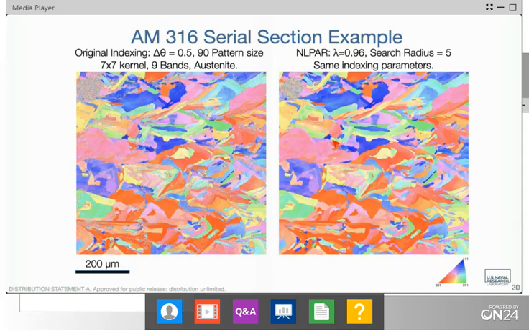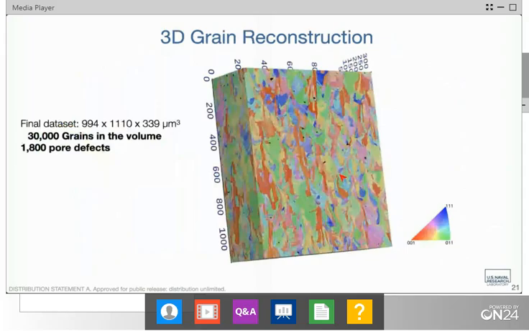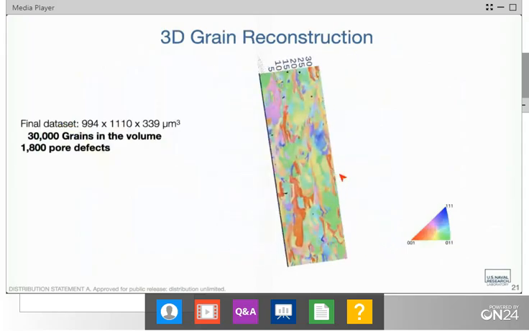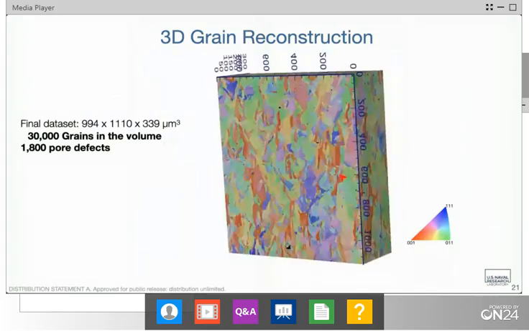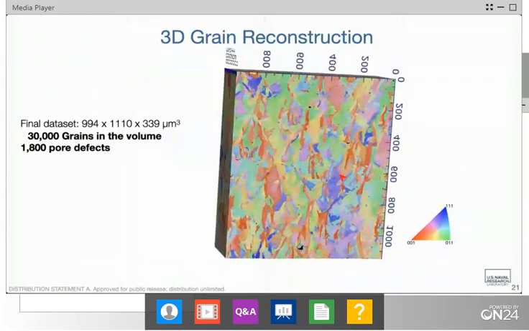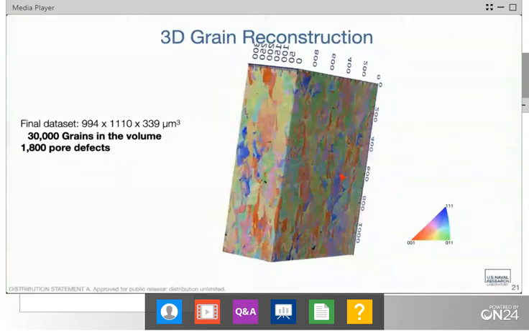The original data was quite good, but you can see it's a little bit scruffy in some locations. By using NLPAR, we were able to get a very high quality of data on every section and get a very good reconstruction from that standpoint. So this is the data reconstruction. You saw a reconstruction of this earlier. You can see that it has this elongated structure, as you might expect from AM.